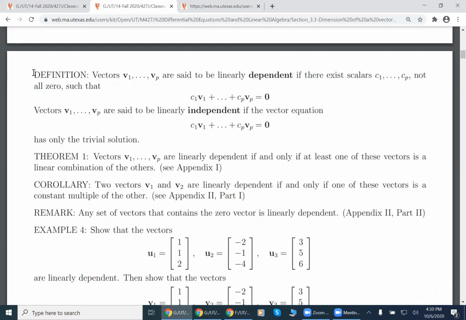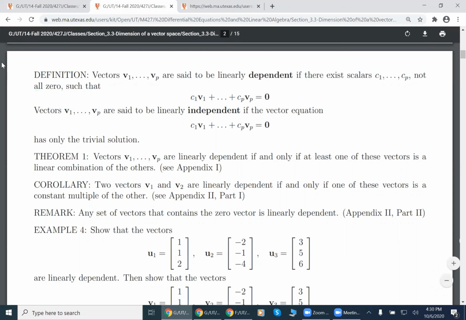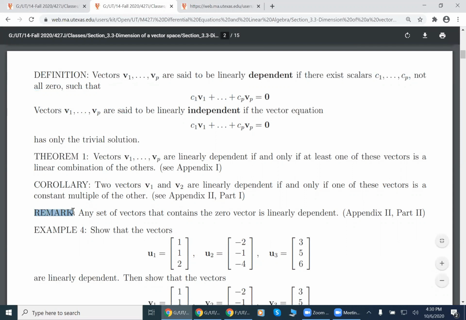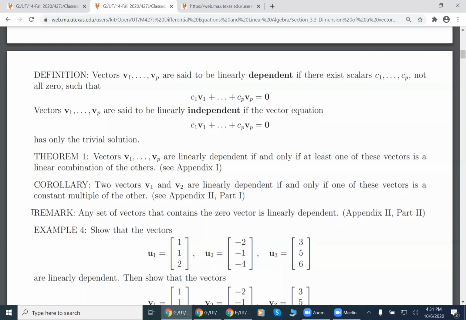So does the remark there mean that all vector spaces are linearly dependent? Excellent point. The answer is yes. Any vector space is a set of dependent vectors because 0 is there. Great point. Okay, now you may ask me a question. What is the relationship between dependence, independence, and span?